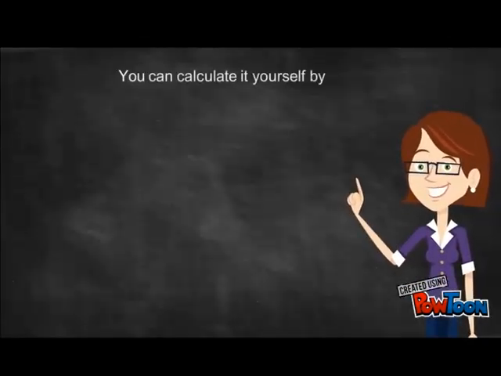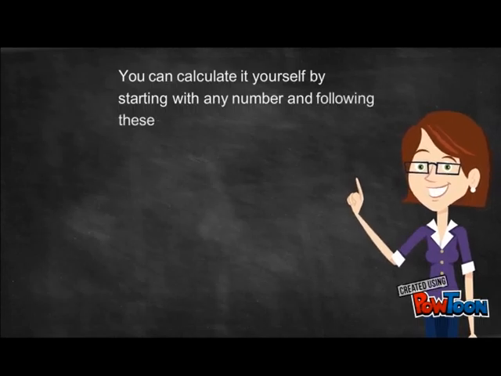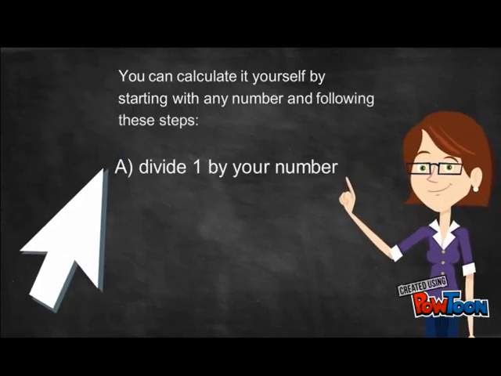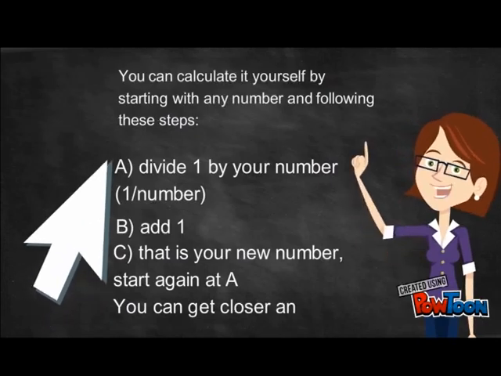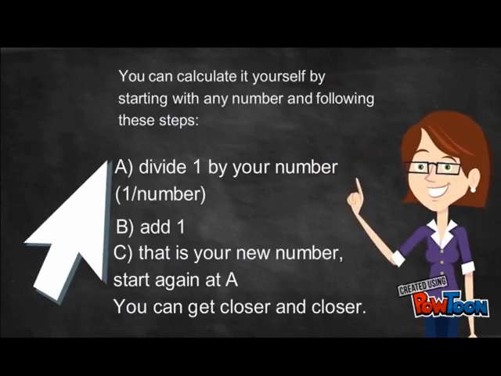You can calculate it yourself by starting with any number and following these steps. First, divide 1 by your number. Second, add 1. Third, that is your new number. Start again at the first step. Then you can get closer and closer.